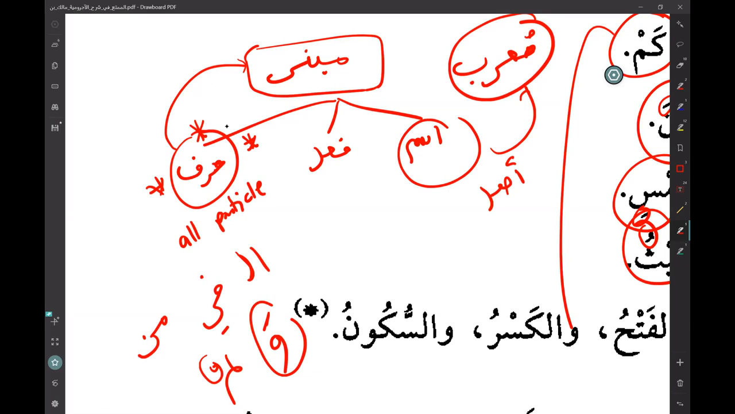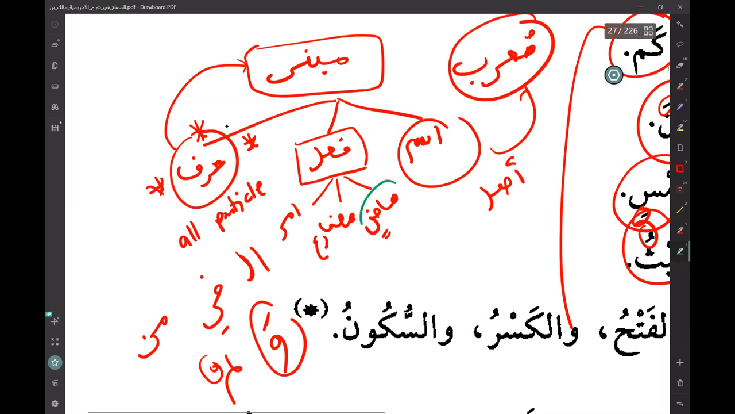Clear, guys? The second category of mabnis are the fi'l. The fi'l would be like in the middle. Okay, all the harfs are mabni, and most of the fi'l are mabni. And when we say most, we have to think about the fi'l. How many types of fi'l do we have? We have madi, we have mudare, and we have amr. The madi is always mabni. And amr is always mabni. You get it?